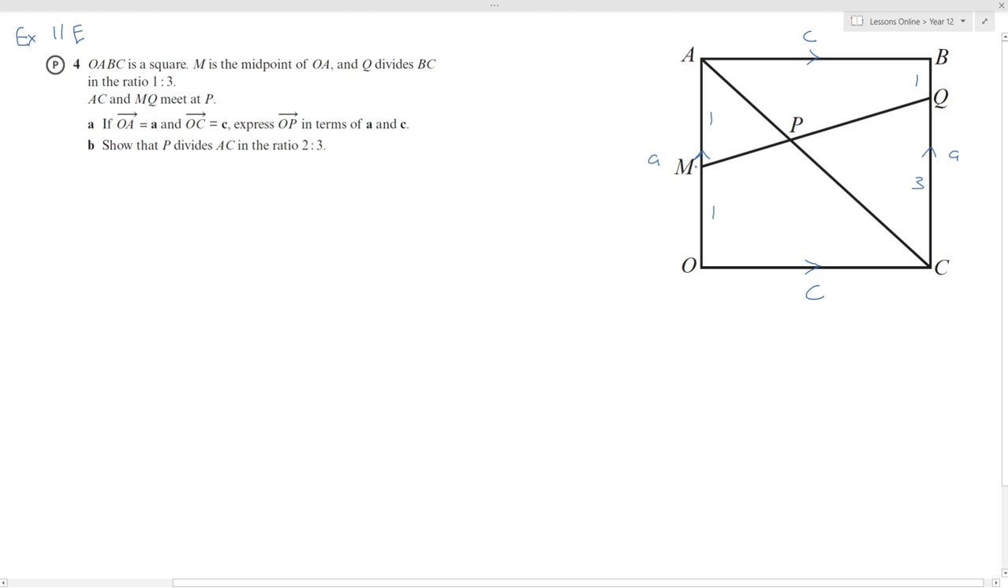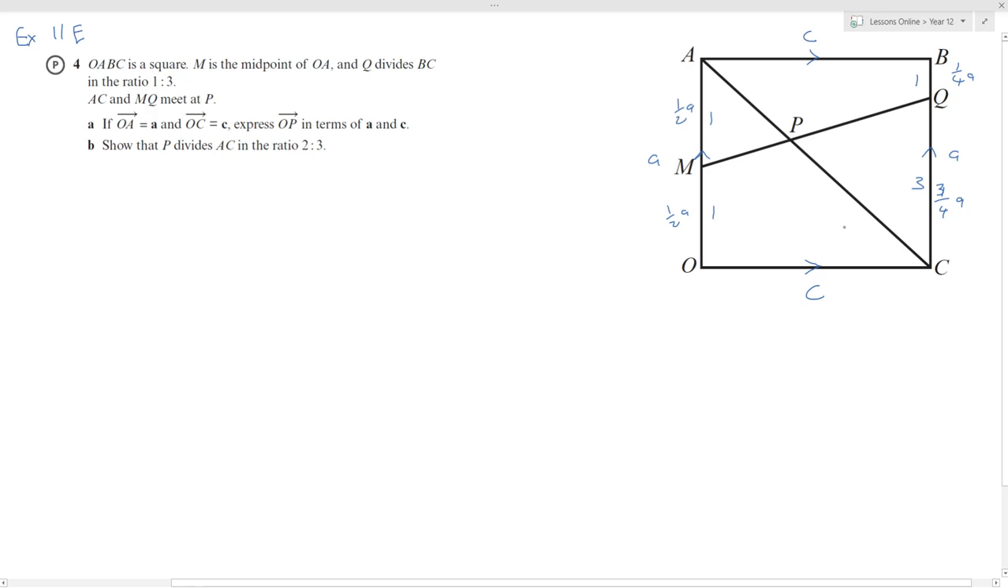Right, now because OA is given by A, OM is half of A, because M divides OA in ratio 1 to 1, so that's 1/2 A, and MA is also a half of A. Now on this side we're going from C to B, so that means CQ is 3/4 of A, and QB is a quarter of A. Total proportions are 4, that's 1/4, and that's 3/4.